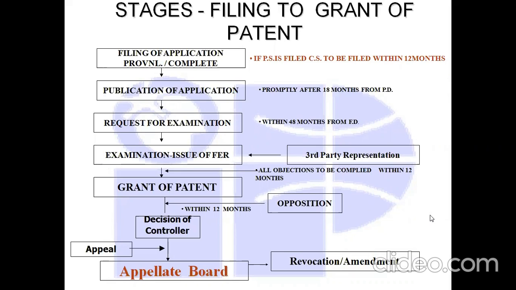These all have time limits: 18 months, 48 months, and third party representation also, right? And the grant of the patent. And opposition you can file within 12 months, right? But after the grant, I think no one goes to opposition, or only in a very minimal percentage. Anyone goes to opposition or third party also, right?